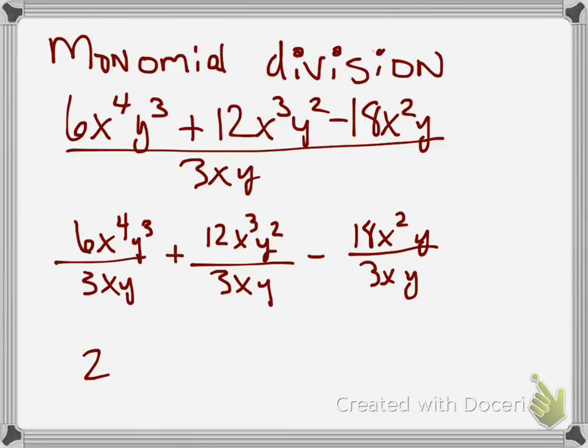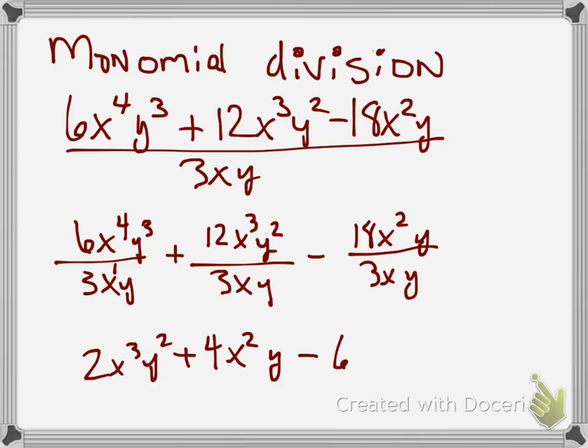All right, so 6 divided by 3 is 2. X to the 4th, so that's like saying x to the 4th minus x to the 1st is going to give me x cubed. And then y cubed minus y to the 1st will give me y squared. And a lot of these, we're not going to end up with negative exponents, probably not. Anyways, 12 divided by 3 is 4. X cubed, 3 minus 1 is 2, x squared. 2 minus 1 is 1, so just y. And then 18 divided by 3 is 6.